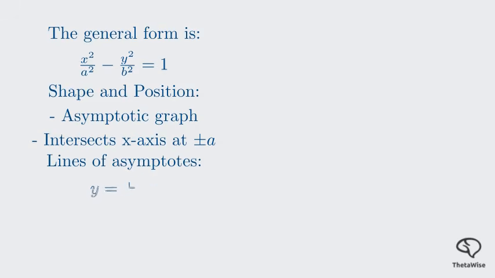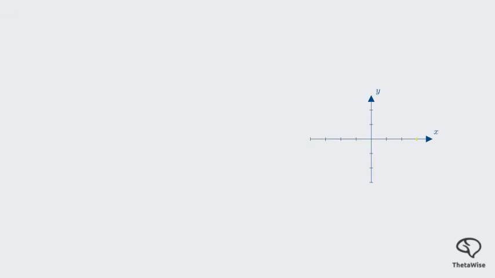Next, let's talk about the asymptotes. These are the guidelines for sketching the hyperbola. Their equations are y equals b over a times x, and y equals negative b over a times x. An easy way to think of this is that the asymptotes are the diagonals of a special rectangle we can draw. To understand this better, let's look at the standard diagram.